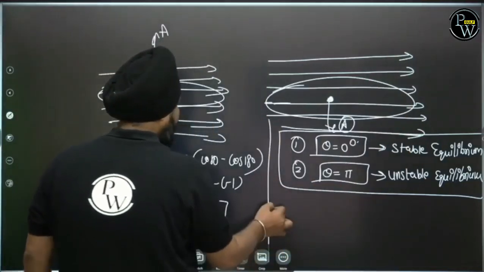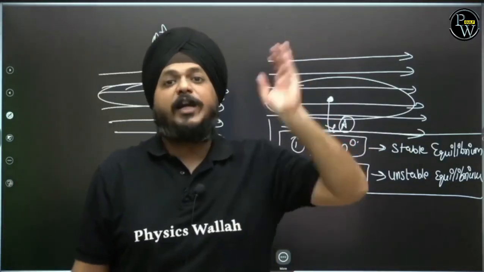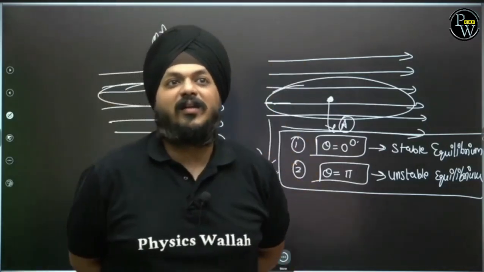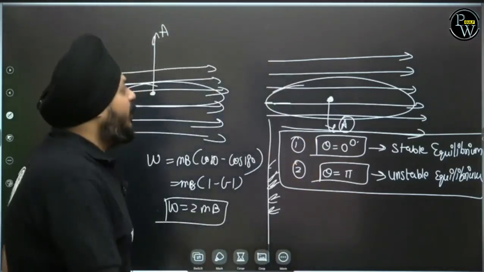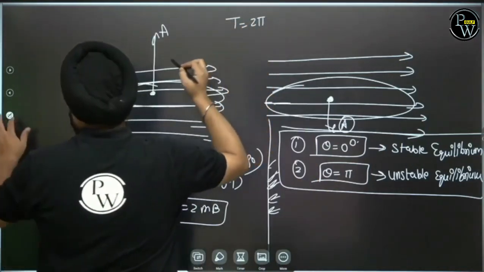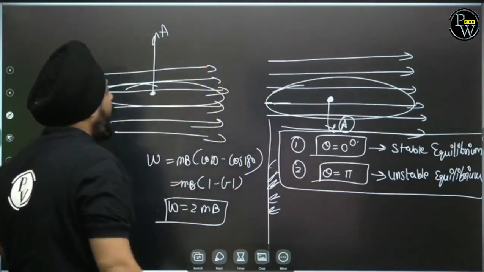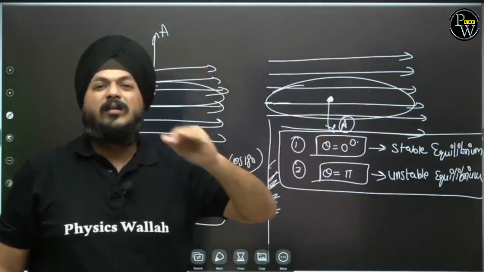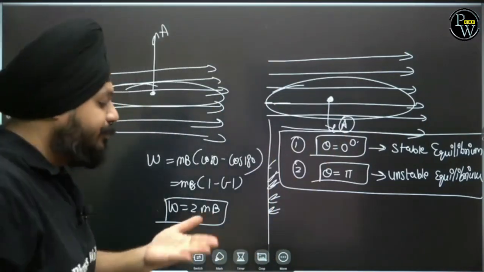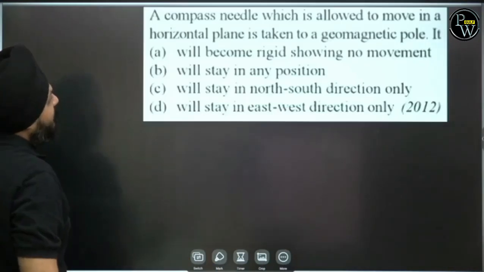And in this, questions based on the time period of oscillations are also asked. But that is moving on to the JEE level. I am giving you a reminder: there is a direct formula, but let me not move on to that. For NEET purposes, this is the only important part.